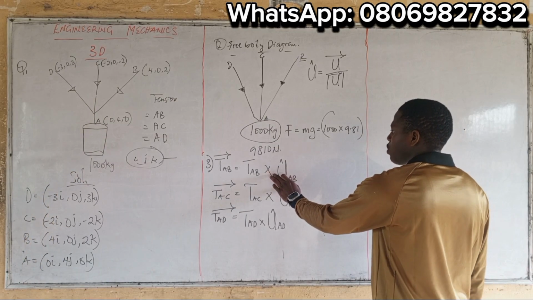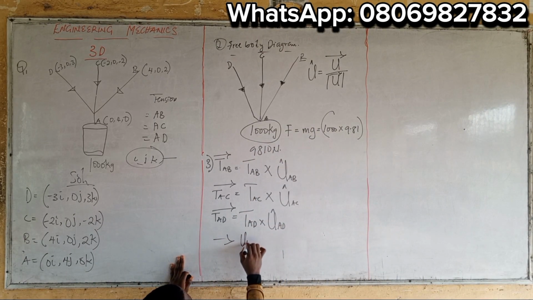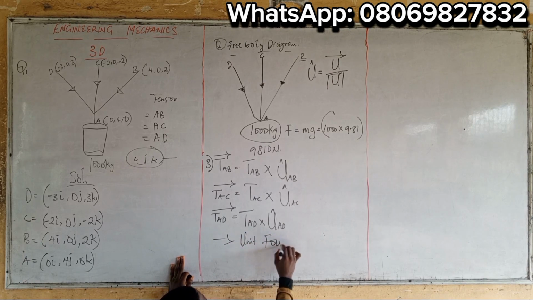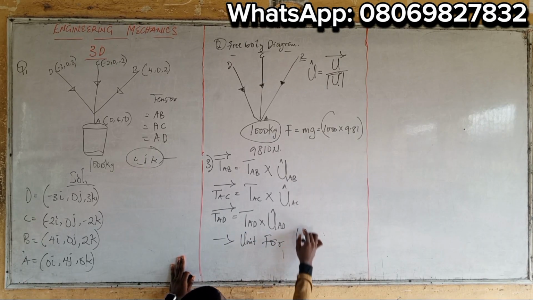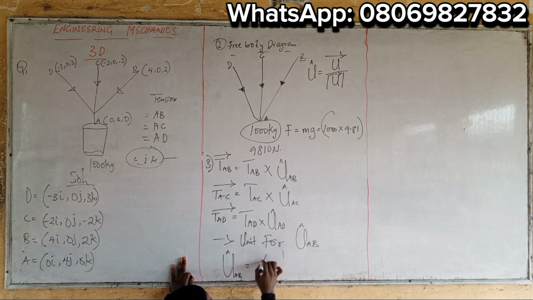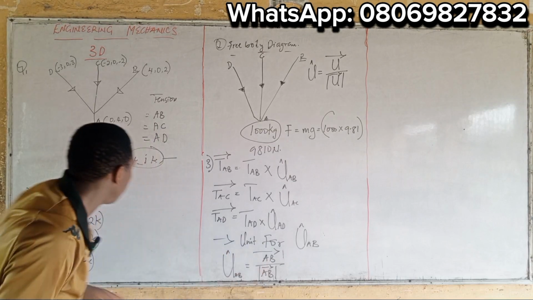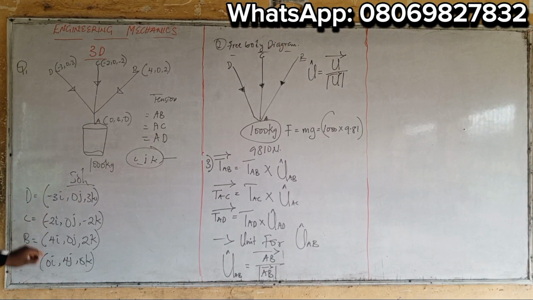Let's calculate the unit vector for AB. So here you simply write the unit vector for AB. And you know that when you talk about vector AB, you are simply referring to the position vector AB divided by the magnitude of AB. So first, what is your AB? You know the position vector AB. Bring out your position vector. This is A and this is B.